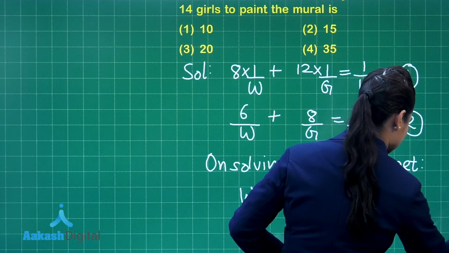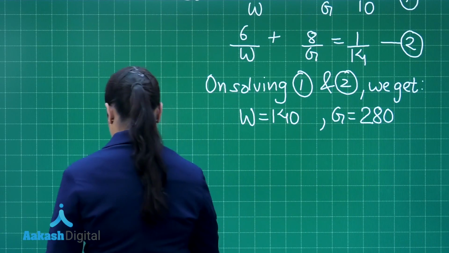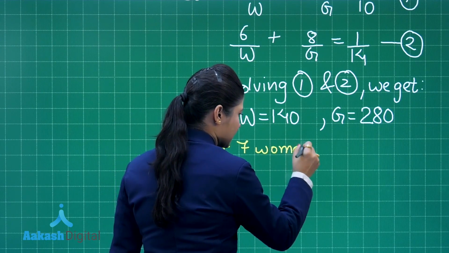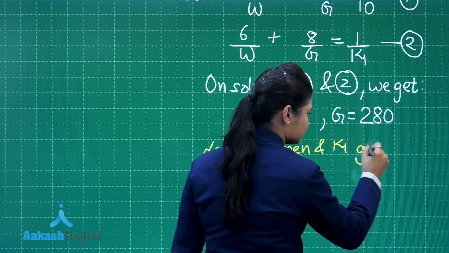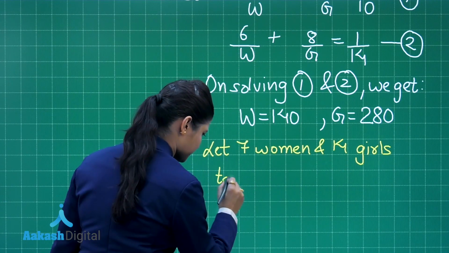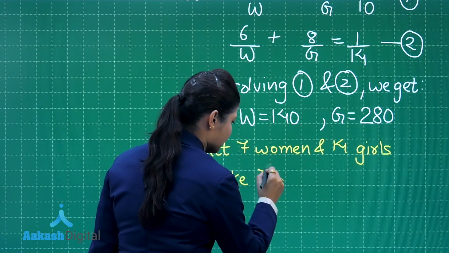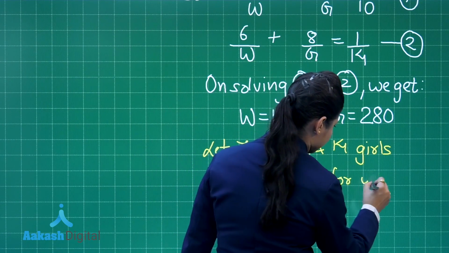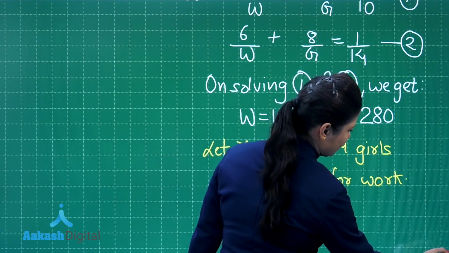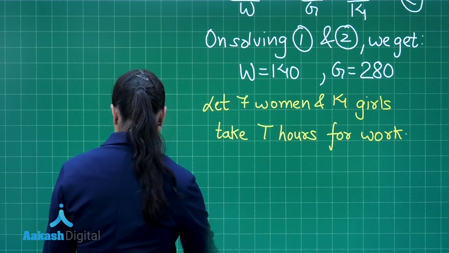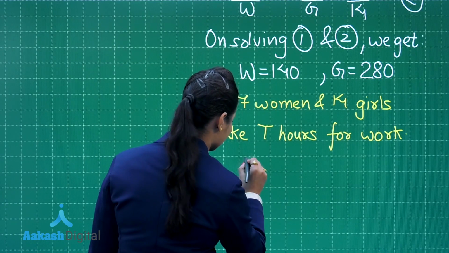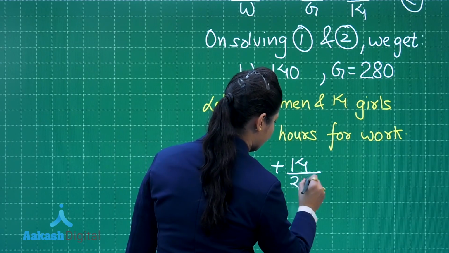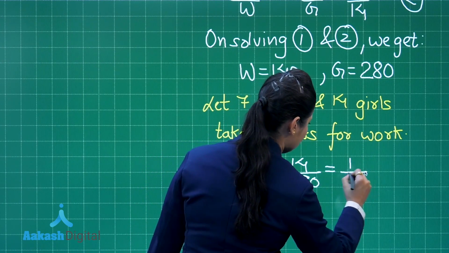So let's take up the condition that let 7 women and 14 girls take T hours for work, that is for completing the mural. Now on the basis of this, in 1 hour how much work will be completed? That will be 7 upon 140 plus 14 upon 280. This will be equal to 1 upon T.